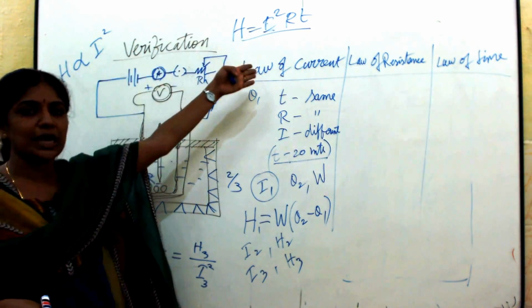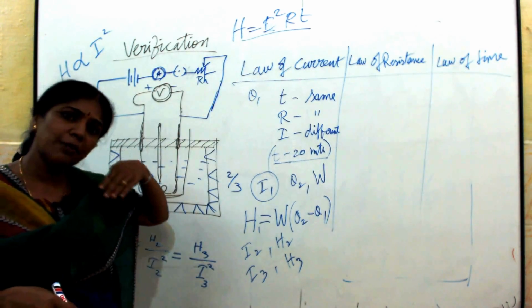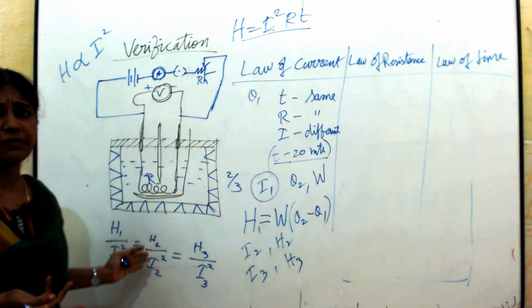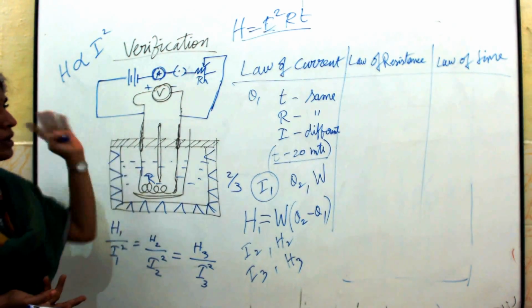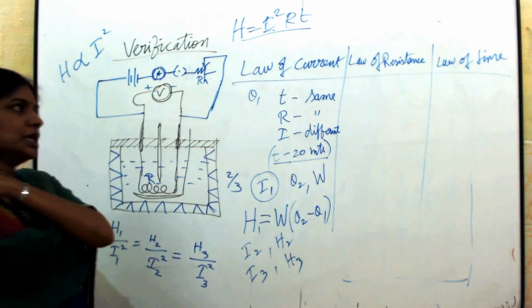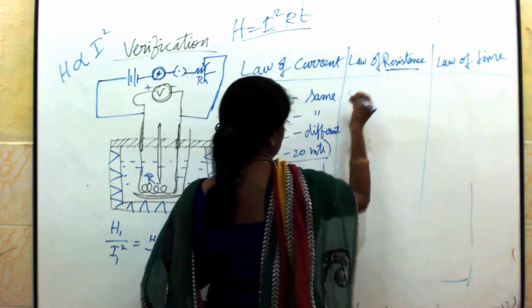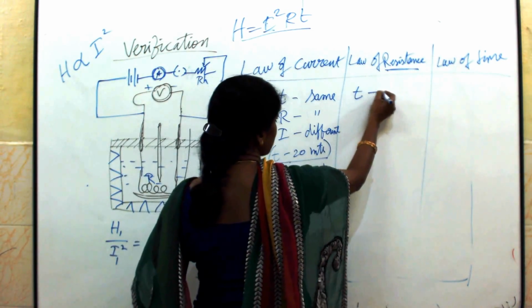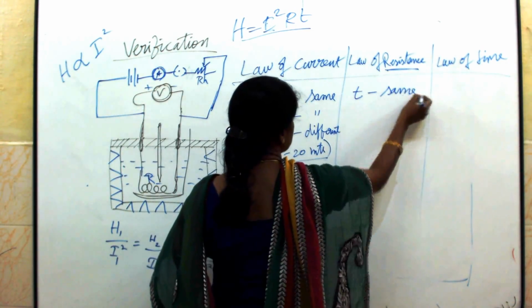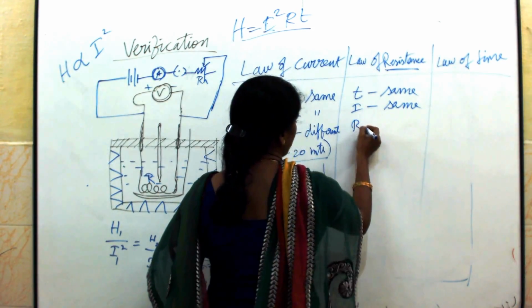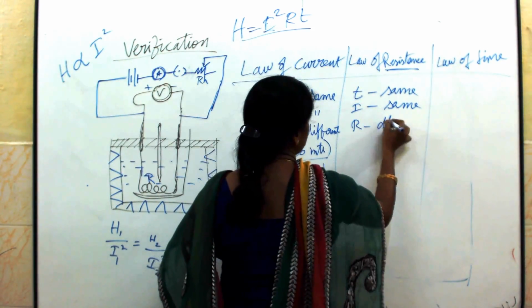What is told in Joule's law? He told that when more current is flowing, more heat is produced in the resistor. So, we have verified it experimentally. Then you go for the law of resistance. Here in this law of resistance, since I am going to verify the resistance R, I will keep the time of passage of current the same. I and T are the same, and I will vary this resistance R.